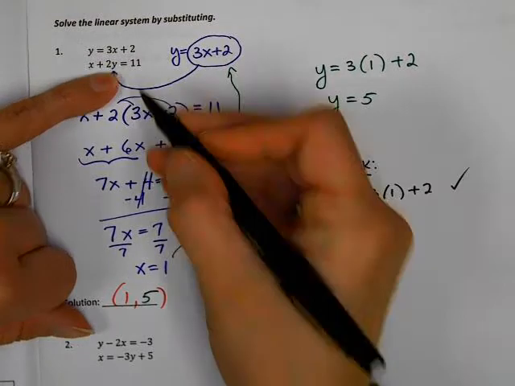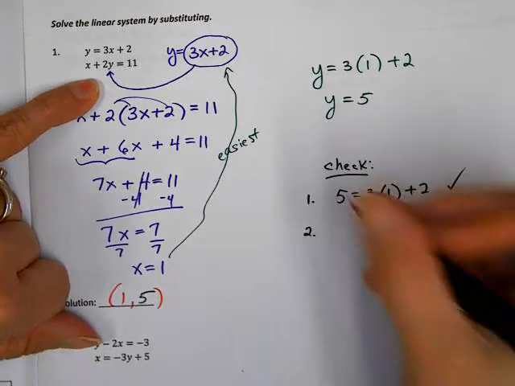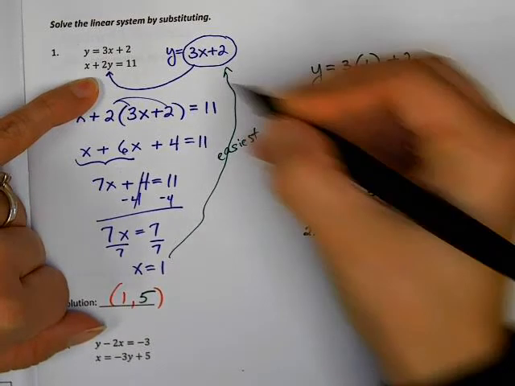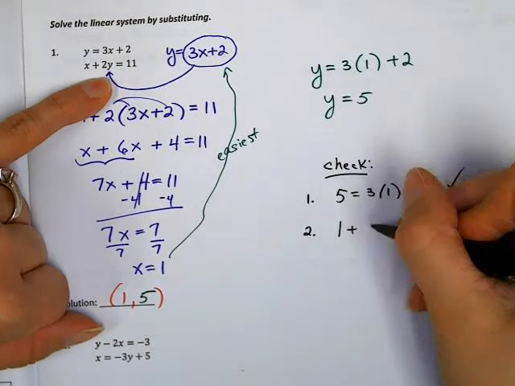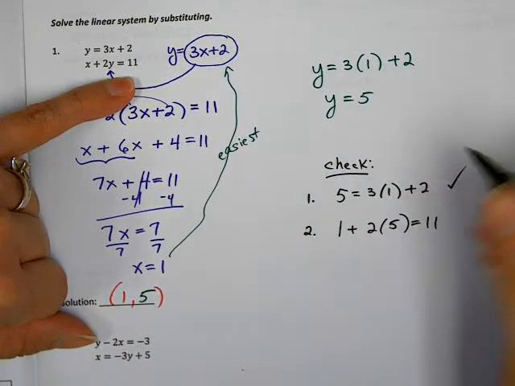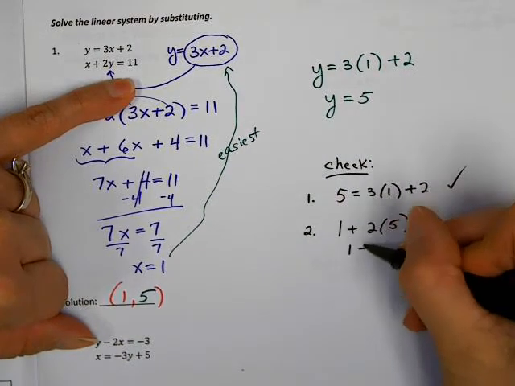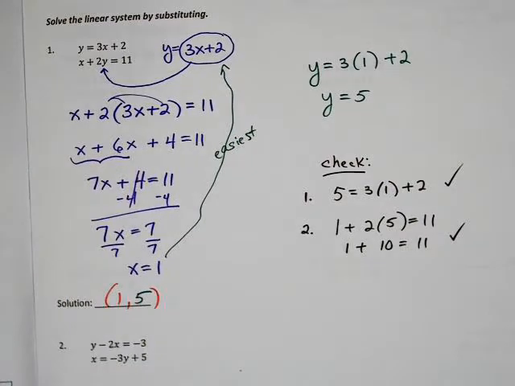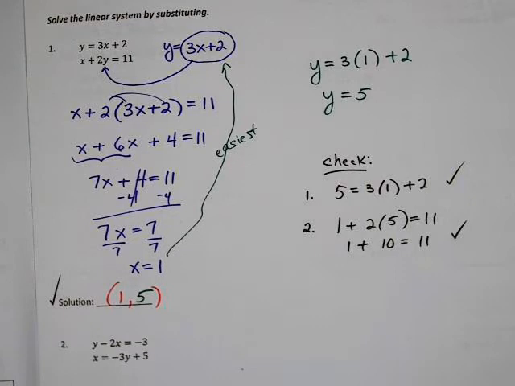Number 2. Let's try the second equation. Give me an x number. 1 plus 2 times the y number. 2 times 5. Does that equal 11? See, does 1 plus 10 equal 11? Check. It works. Okay, so this solution is good.